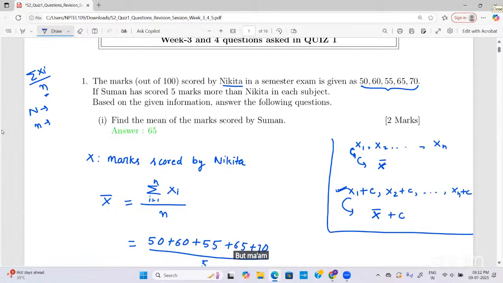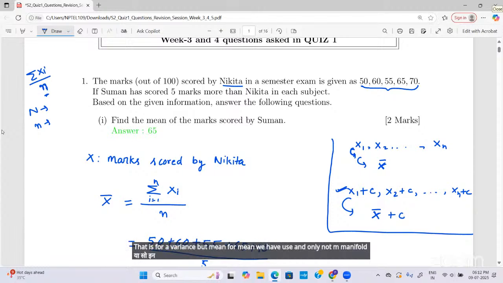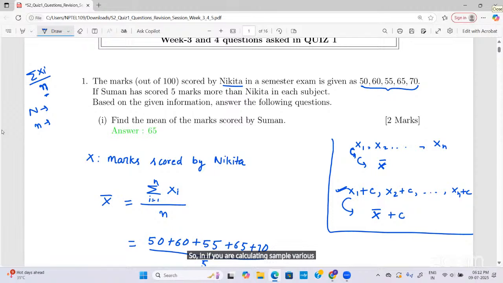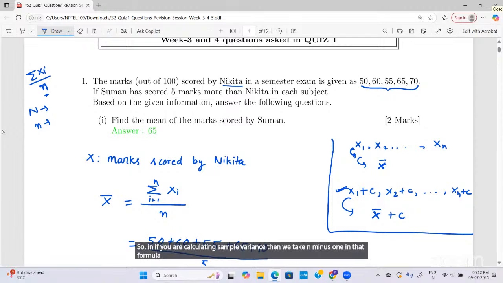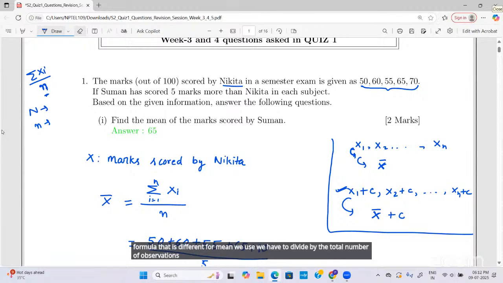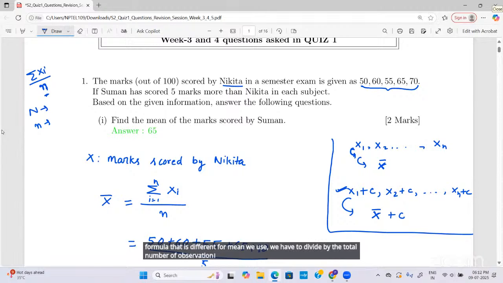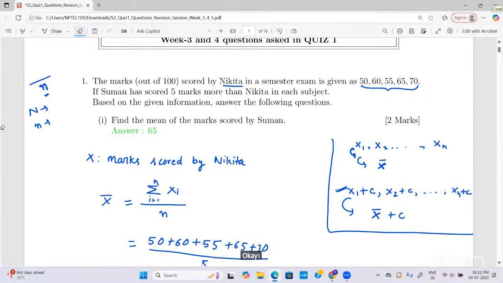But ma'am, in sample, we use n minus 1 in the denominator, right? Yeah, that is for variance, but for mean we use n only, not n minus 1. So if you are calculating sample variance, then we take n minus 1 in that formula. That is different. For mean, we have to divide by the total number of observations only. Okay, ma'am. Thanks. Any other doubt in this question?